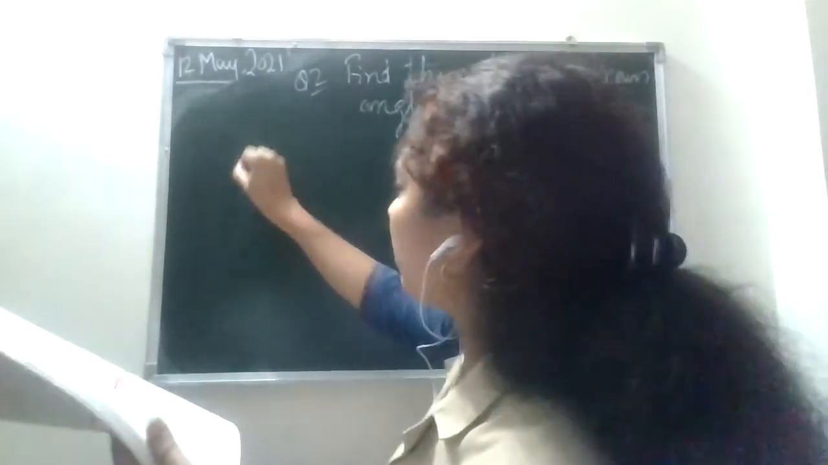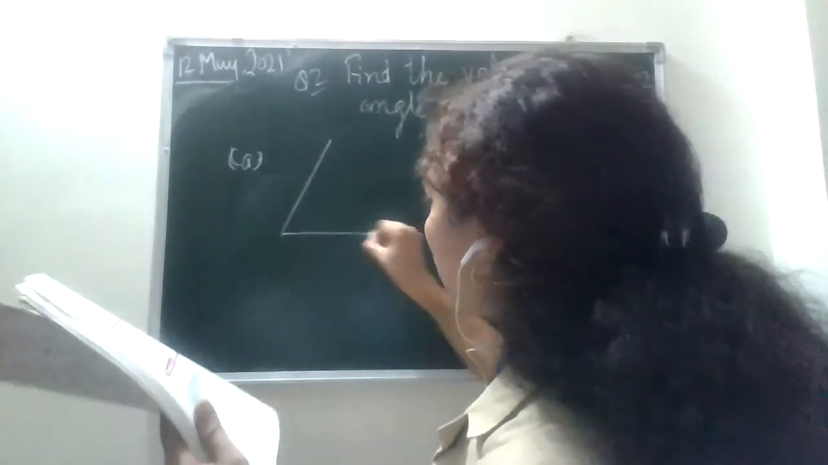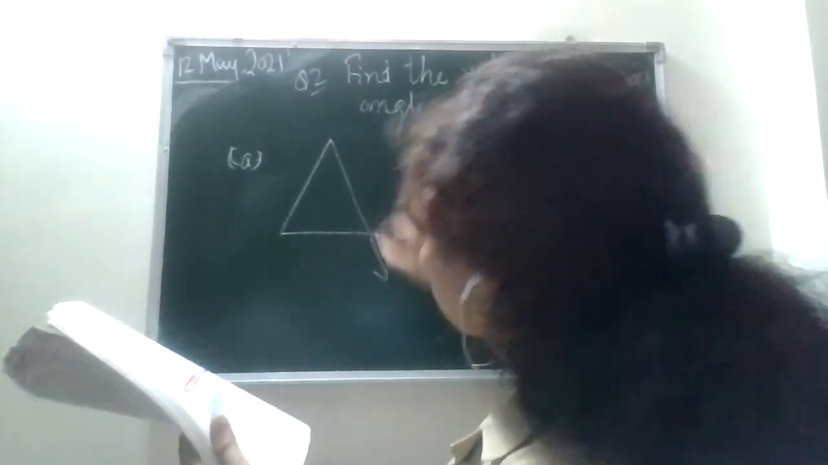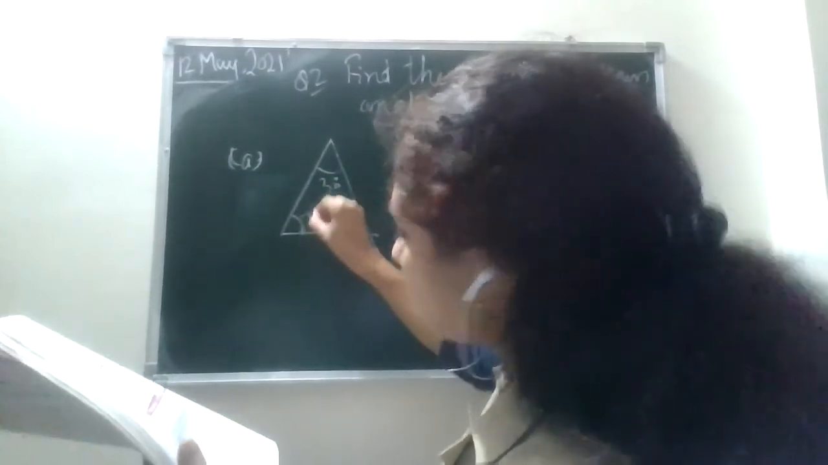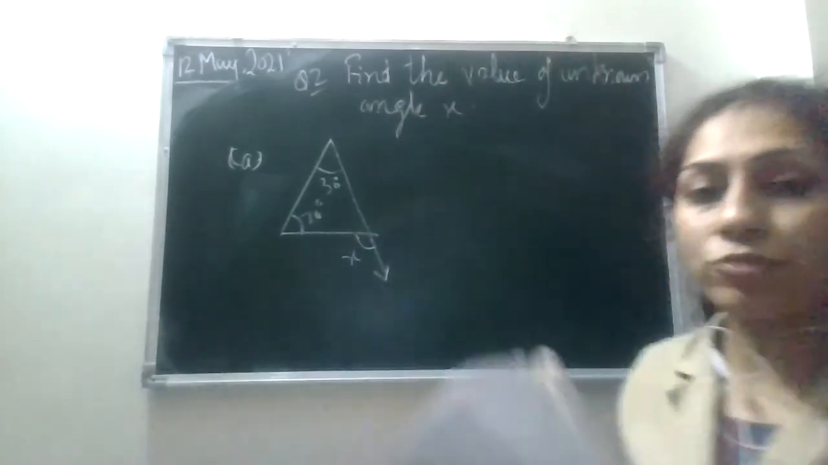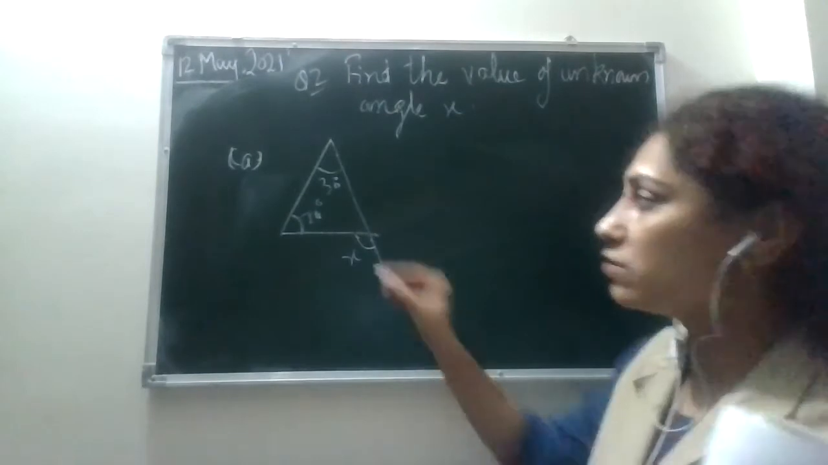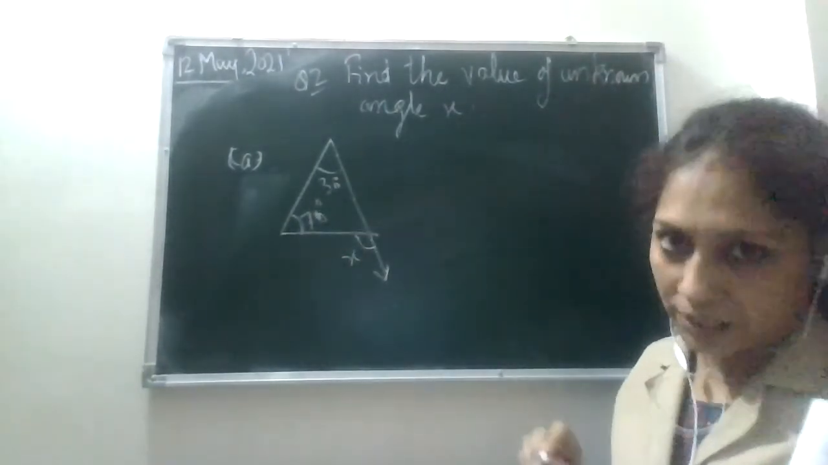How you're going to do it? Now, the A part. I'm going to draw the figure. We will work out what is the measurement of the unknown angle. This is 30. This is 70. And this is x. You have to find the value of x. Now, recall the properties which I taught you. There are two ways to do it.